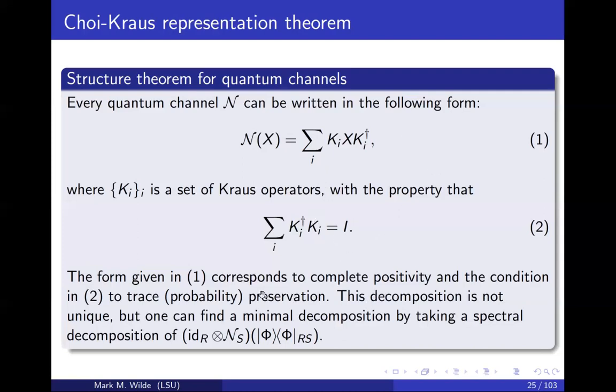This is not necessarily a unique decomposition, but you can find what's called a minimal decomposition, such that you're minimizing the number of operators needed. If you take the spectral decomposition of the channel acting on one share of a maximally entangled state, that's a density operator. If you diagonalize it from the eigenvectors, there's a way you can extract the Kraus operators.